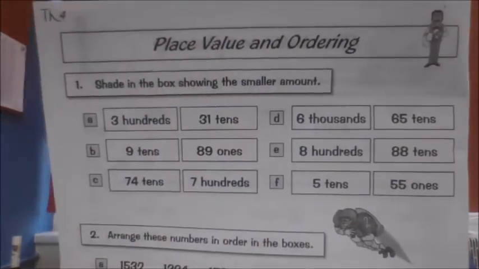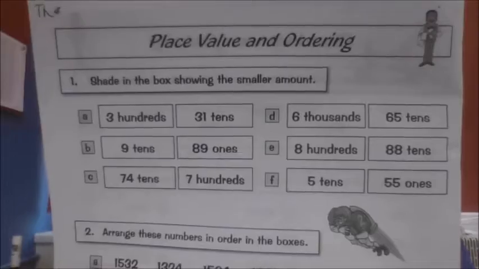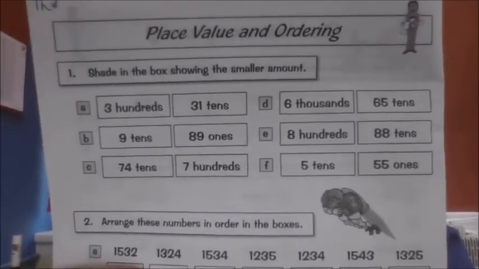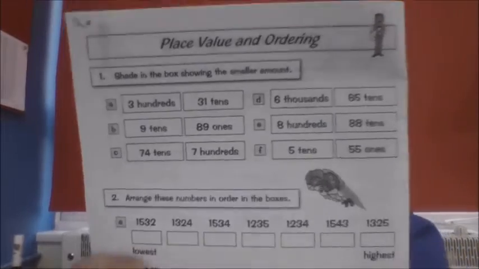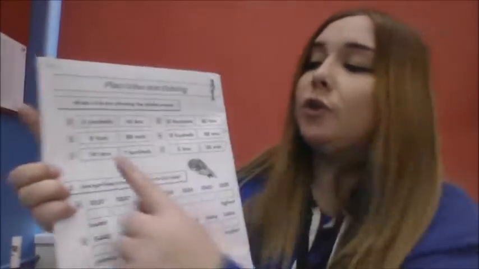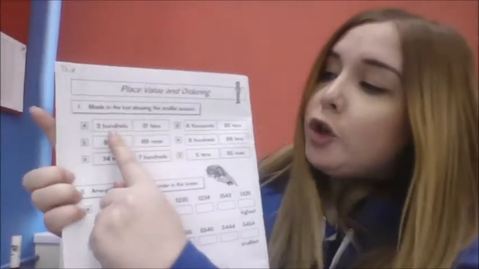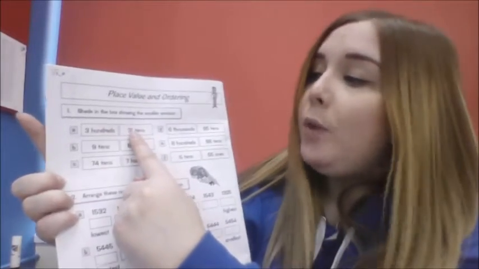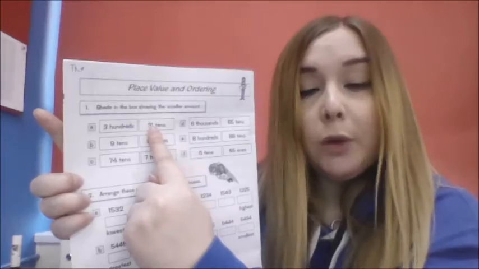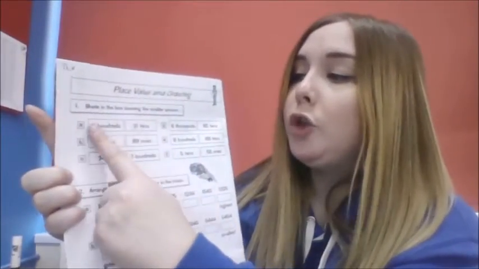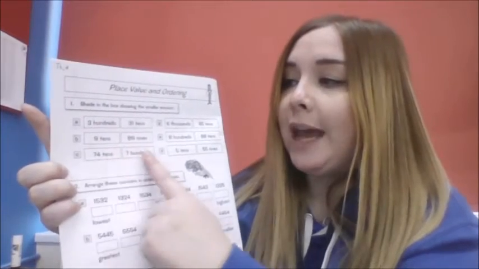So it's asking us to shade in the box showing the smaller amount. Now you'll see that there are lots of boxes here, but you've got to look really carefully because for A, we've only got a choice of 2 boxes and we've got to shade in the one that is the smallest. Okay, so you can't use all of the boxes. We're just focusing on the 2 boxes next to each letter.